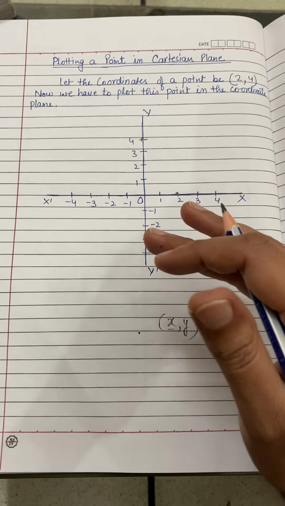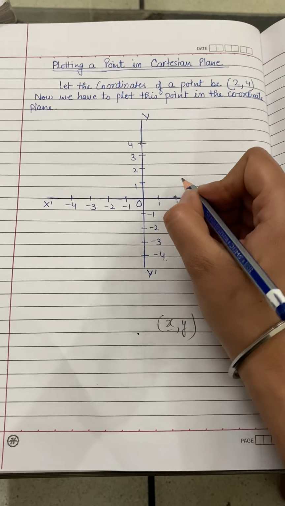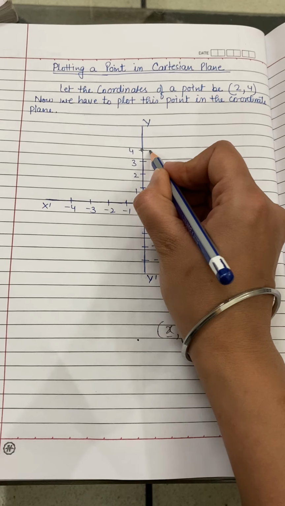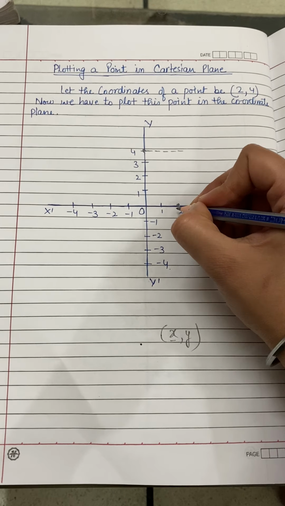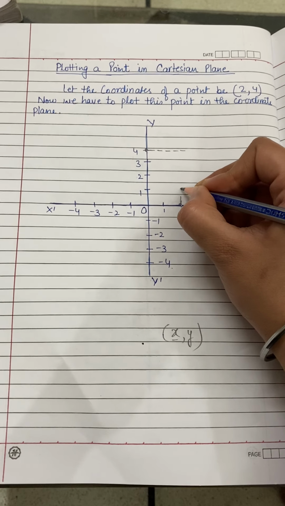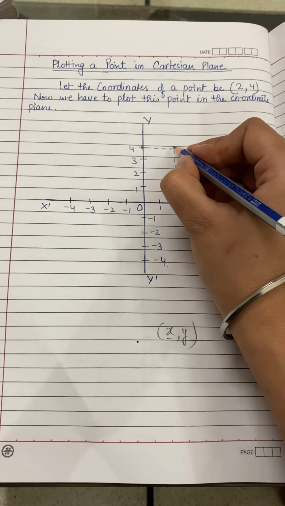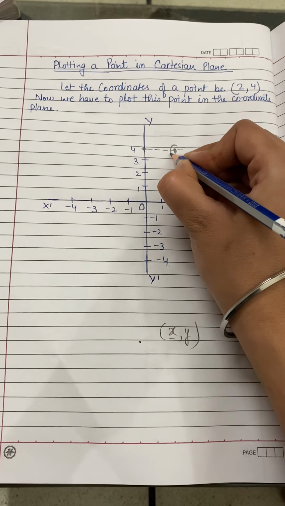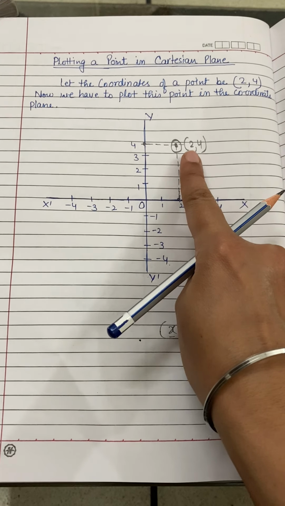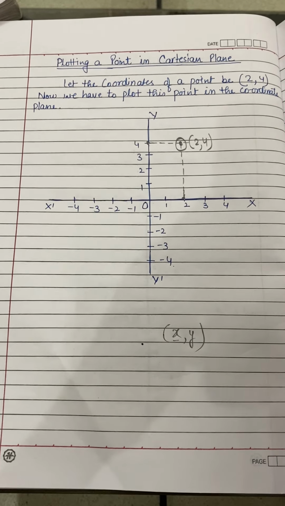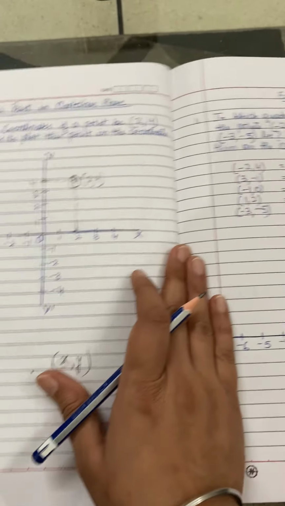Now what you have to do, as we have already done, is that the x coordinate or the y coordinate is the perpendicular distance from the axis. So we have to draw the perpendiculars. First draw the perpendicular from this point and draw the perpendicular from this point. When you draw them, where they meet, that point is called the point 2, 4. So here we have the point 2, 4. This is how we plot a point in the Cartesian plane. Clear? So let's start the exercise with it.